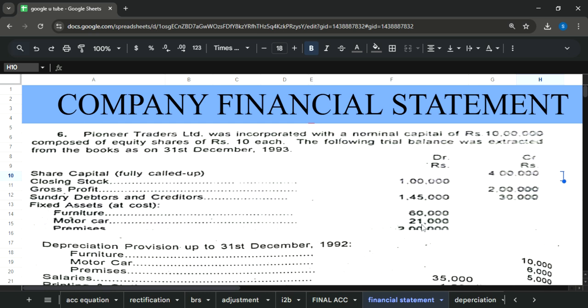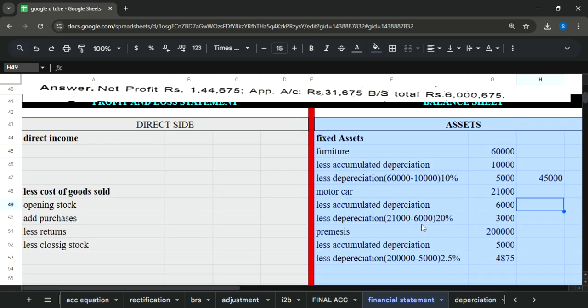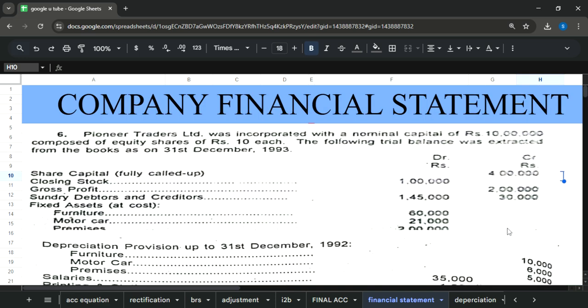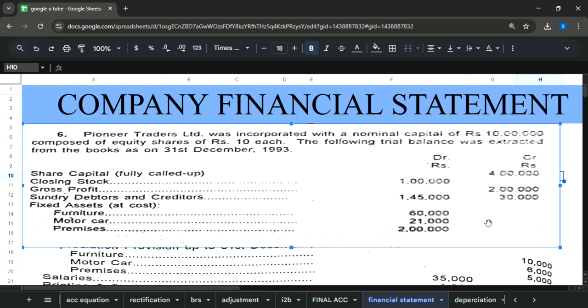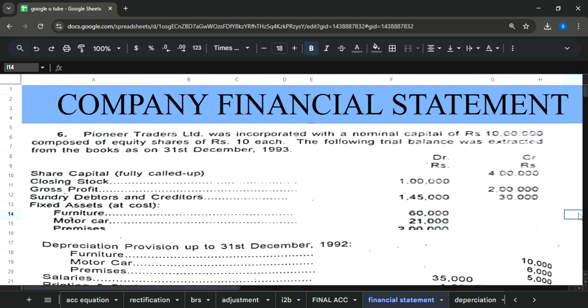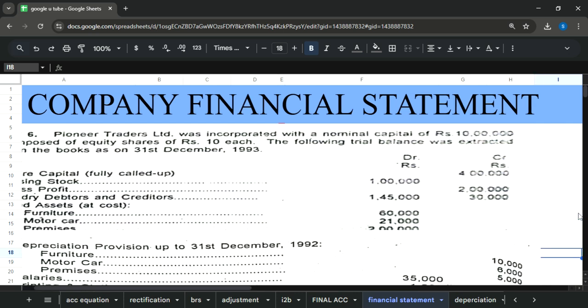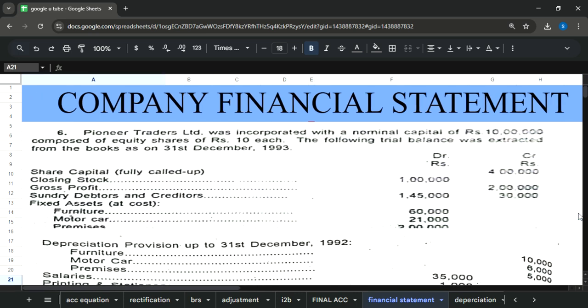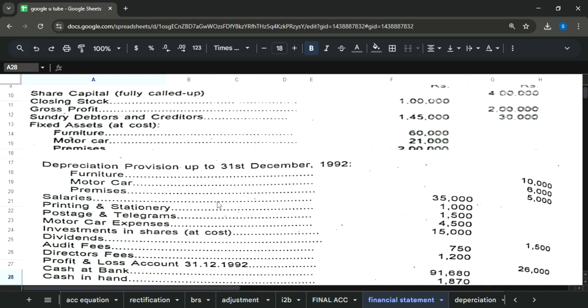60, 21, 3 lakh. Look at here, 60, 21, and it was 2 lakh. Yes, it was 2 lakh. So all three assets are already mentioned. We do not need to write them. As you know that depreciation was already mentioned. Now we are coming over here.